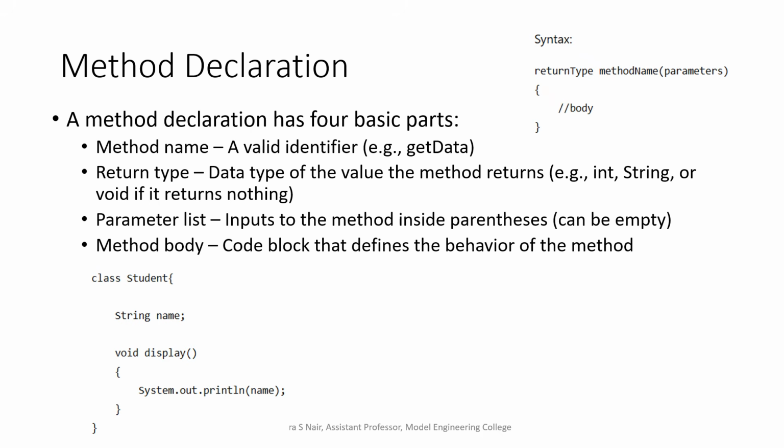So here we have an example, class student. So string name is the variable and display is the method. So return type is void, and the method display prints the student's name. So methods allow objects to perform actions.